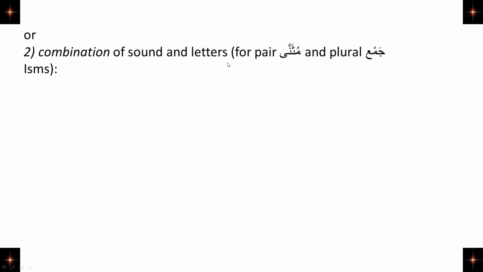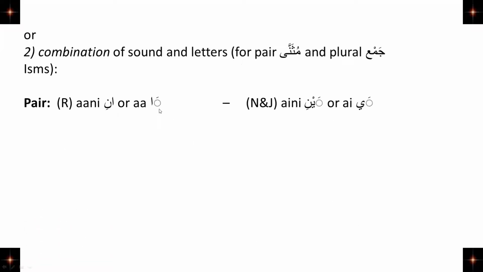Combination of sounds and letters for muthanna and jam'. So if a word is more than one, that is a pair or plural, then the ending that determines its status is an ending combination. Okay, so these are the things that we shared earlier. In Rafa status, we will have ani or a, in Nasb and Jar status, we have aini or ai.